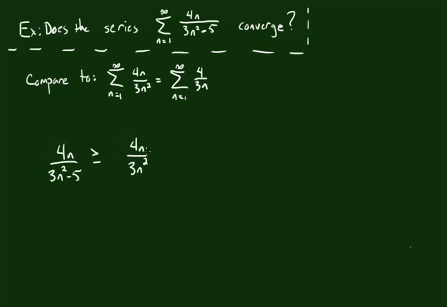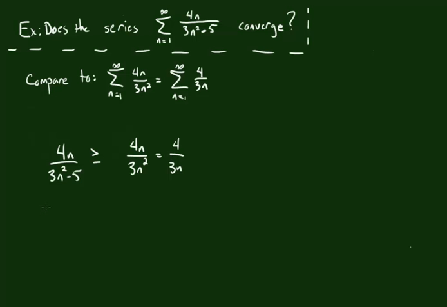So we know that the series on the right-hand side is really going to be the smaller of the two series. But because it's related to the harmonic series, we know this thing is going to diverge, right? Because this is just 4 over 3n, and the sum of 4 over 3n diverges.